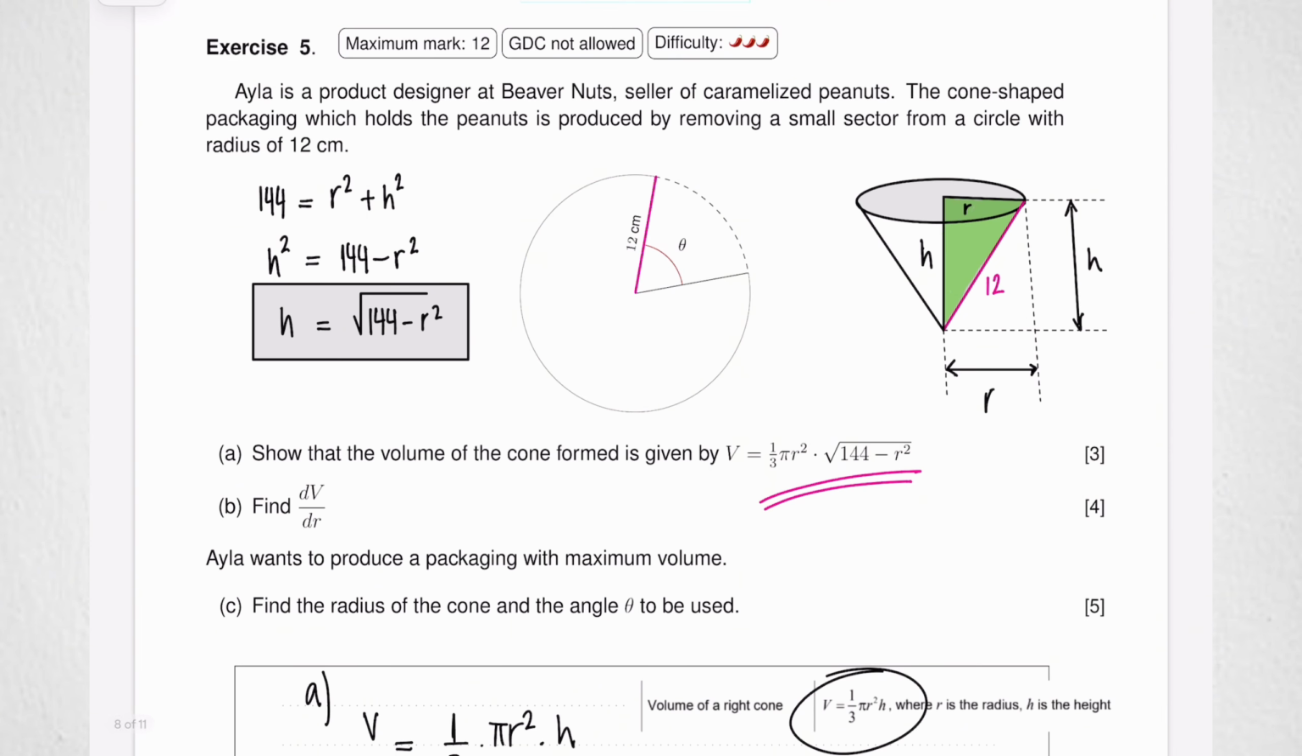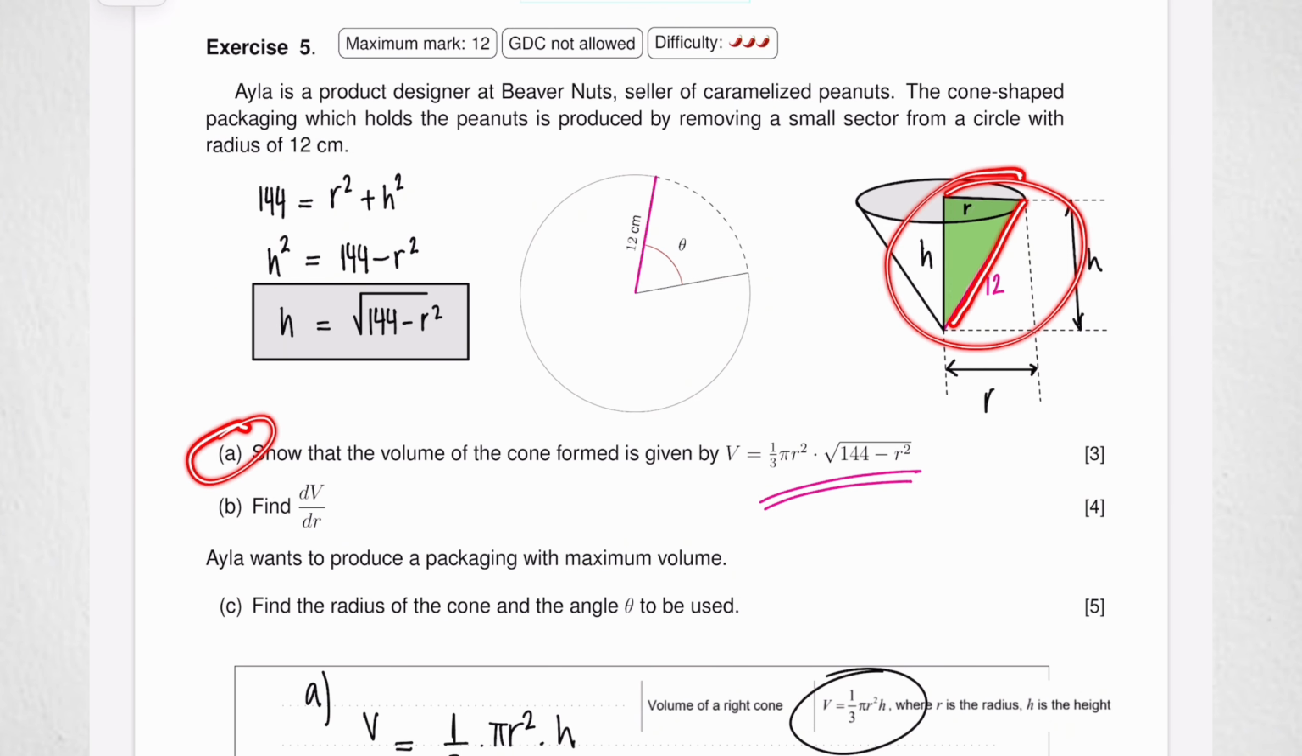What's harder in this exercise is to identify the fact that this 12 is the slant height. Everything else is just fine. Now let's jump to question B. Find dV/dr, which means the derivative of the volume with respect to the radius.